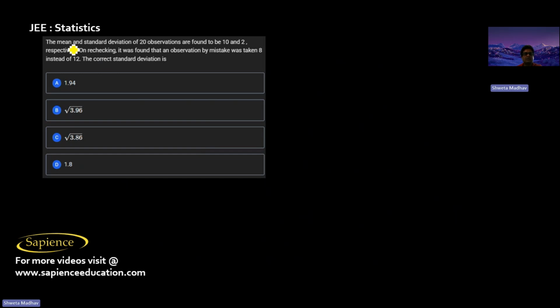So here the mean and the standard deviation of 20 observations are found to be 10 and 2 respectively. So the mean of 20 observations is 10, and the standard deviation, that is sigma, is 2. Because we know that the standard deviation sigma x is 2, the variance of x, that is sigma x square, will obviously be 4.